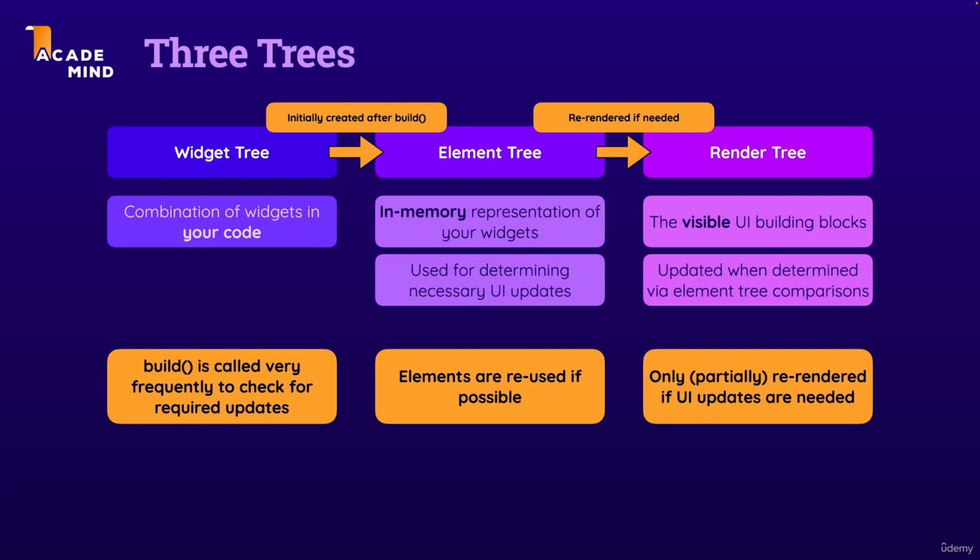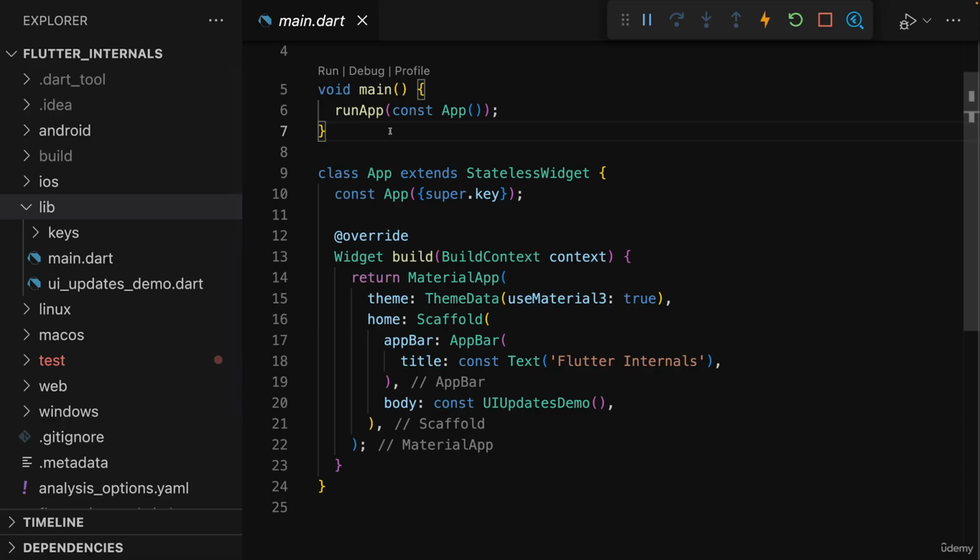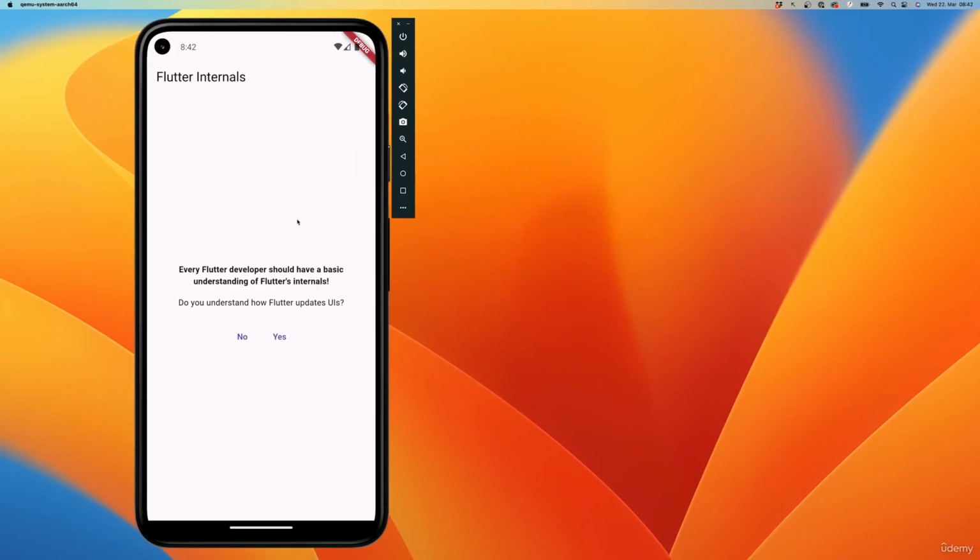Now, to make this tree thing and this UI updating process at least a little bit less abstract, I created a very basic demo app, which you find attached. To be precise, you find my lib folder attached, and you can drag and drop that into a new Flutter project created with Flutter Create. And if you do that and you then start this app, which I provided to you, you should see an app on the screen that looks something like this.